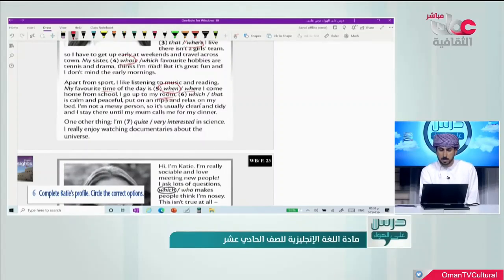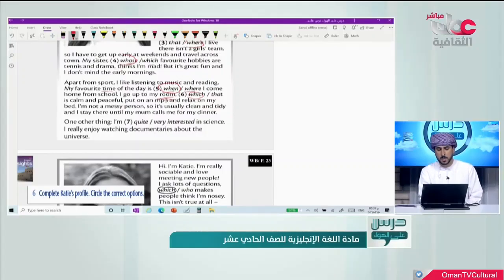Actually, both are acceptable because that also is used to refer to things. But the most appropriate one in this case is which, because which is used only for things and animals. So put on an MP3 and relax on my bed.